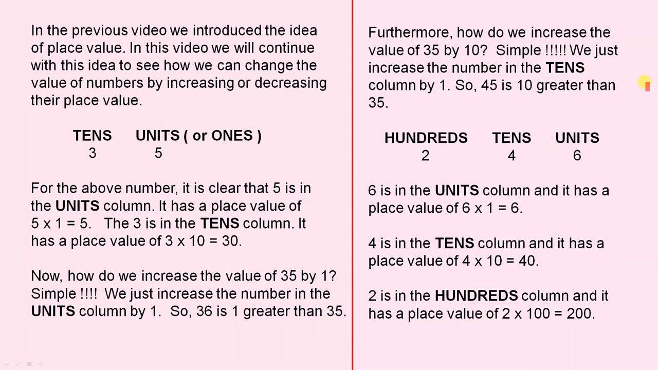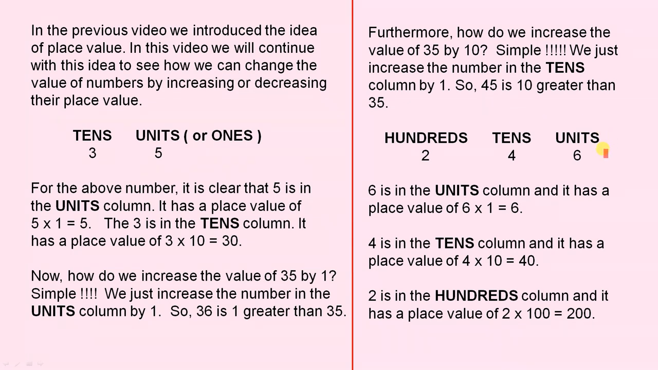Furthermore, how do we increase the value of 35 by 10? Simple. We just increase the number in the tens column by 1. So, 45 is 10 greater than 35. So see this 3, just make it a 4. So 45 is 10 greater than 35.